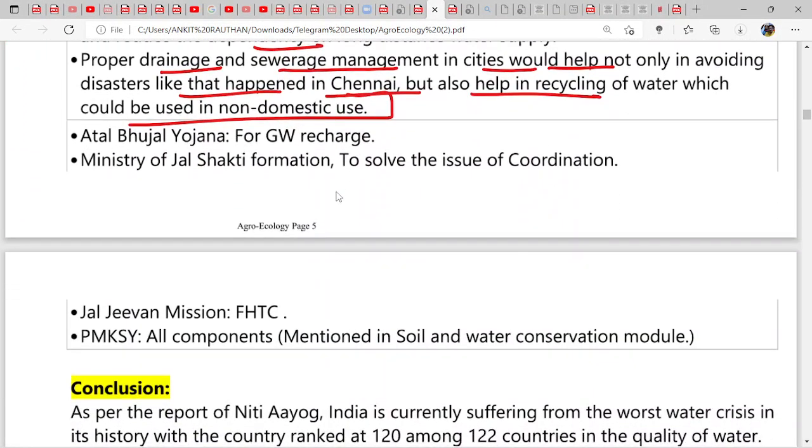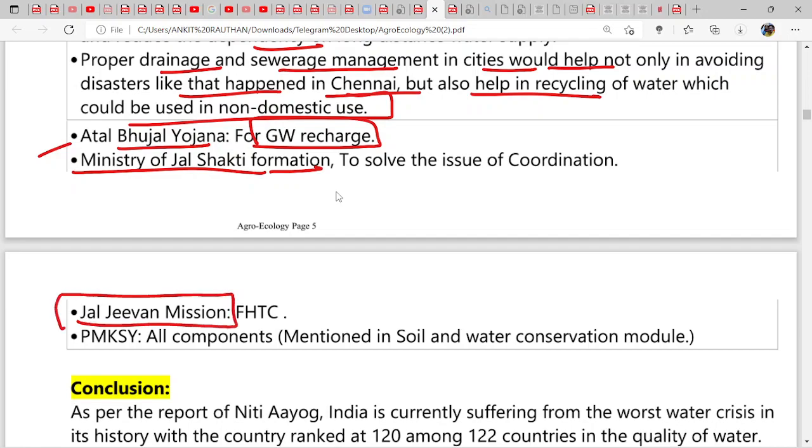This all we will write. Atal Bhujal Yojana for groundwater recharge. Ministry of Jal Shakti formation to solve the issue of coordination. Jal Jeevan Mission for functional household tap connection. And the rest we will study when we study soil and water conservation. Okay.